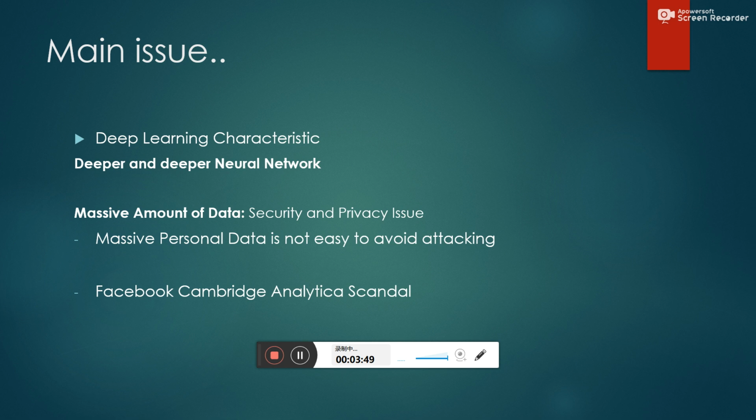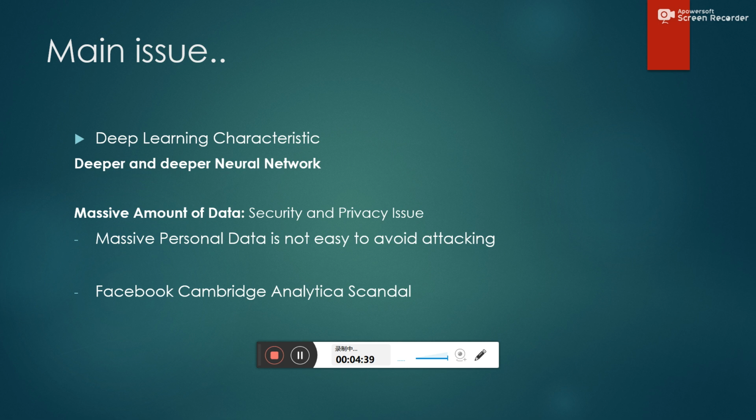Massive personal data is not easy to protect from attacks, since the amount is too big and hard to manage. And many personal information can have huge impact for people. Take the Facebook Cambridge Analytica scandal as an example. Facebook company has sold its user personal data to Cambridge Analytica company, and this company made use of this privacy data to influence the American presidential election. So it has very bad impact.